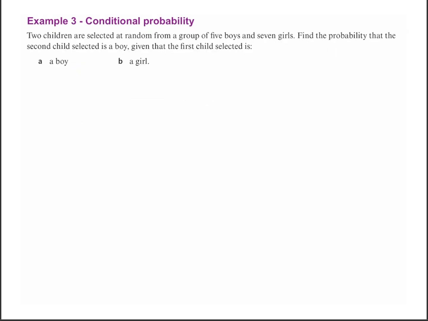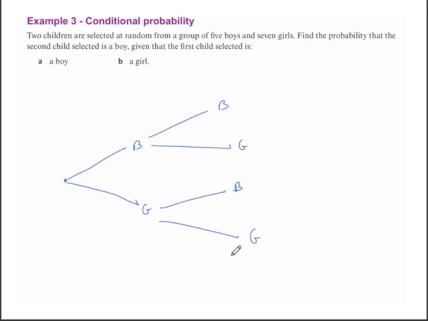Next, we are told that 2 children are selected at random from a group of 5 boys and 7 girls. Find the probability that the second child selected is a boy, given that the first child selected is A, a boy, and B, a girl. So we can do that using our tree diagram, where our first choice will either be a boy or a girl. From that, we're going to have the second choice being either, again, a boy or a girl, and a second choice for the girl also being a boy or a girl. Let's write down our probabilities first. We have 12 children in total, 7 plus 5. From that, 5 are boys.